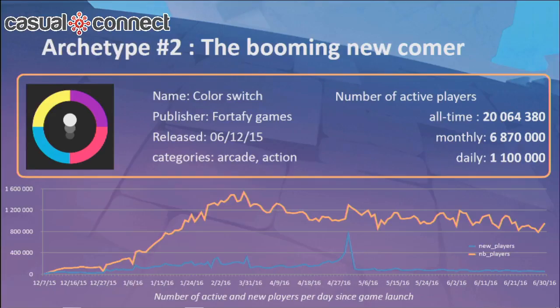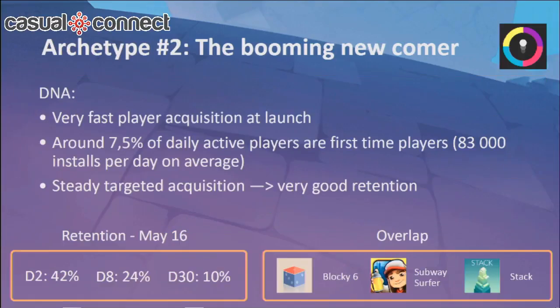So what defines the booming newcomer? The booming newcomer has a pace of acquisition which is really high. 7.5% of the daily active players are new players. So it represents like 80,000 installs per day. Once again, it's not installs, it's installs that go through one game and submit one score.